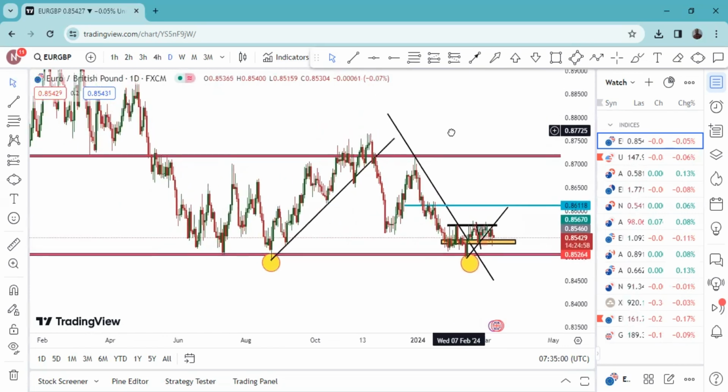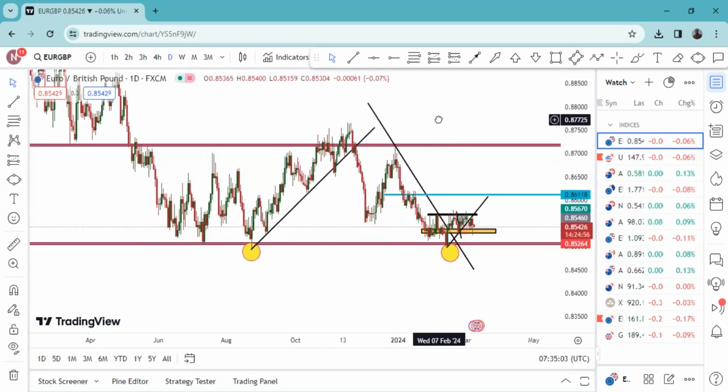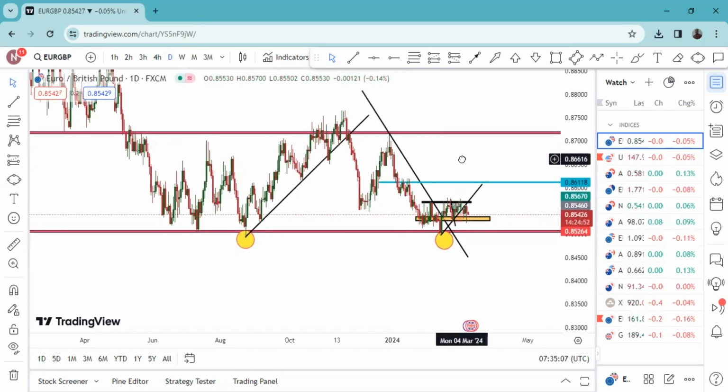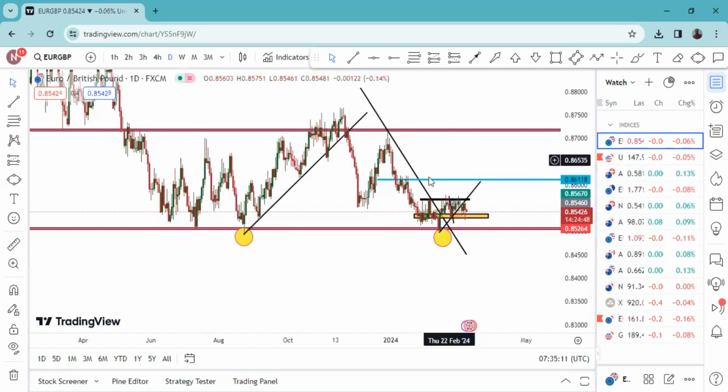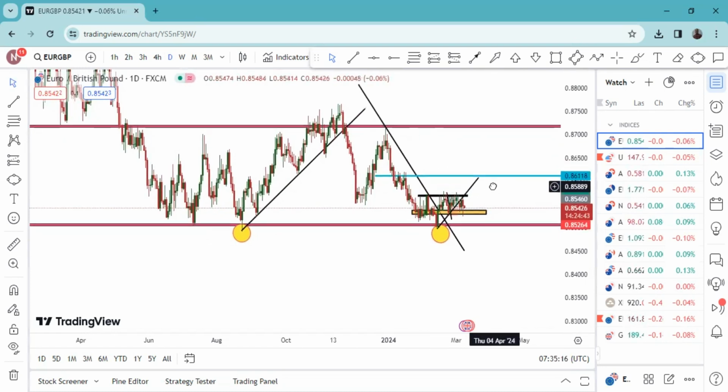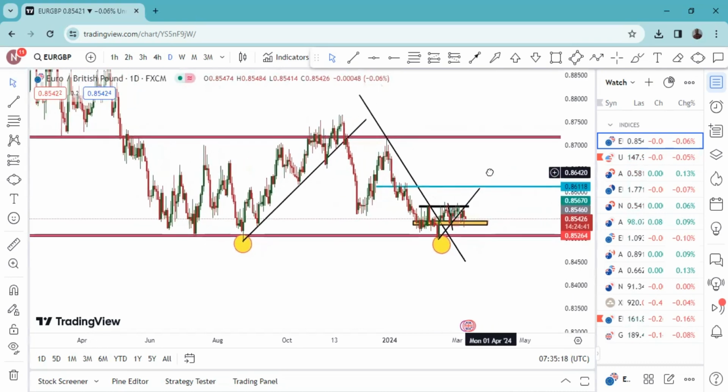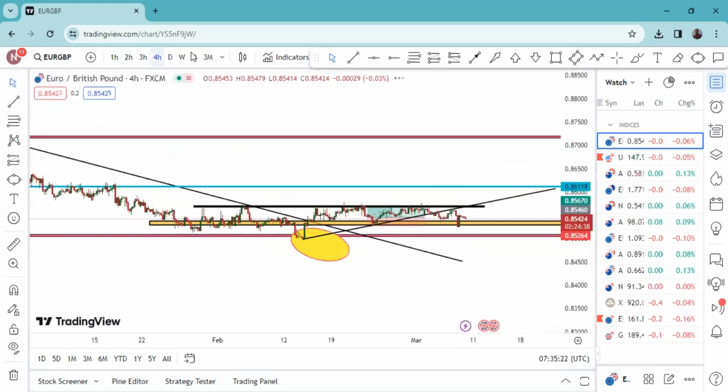Euro GBP, you can remember very well we analyzed together and I was already on that trade, but the market failed to break this zone. So the market came back and took me out at break even, but I had already taken 50% of the profit. Let me show you on a lower time frame.